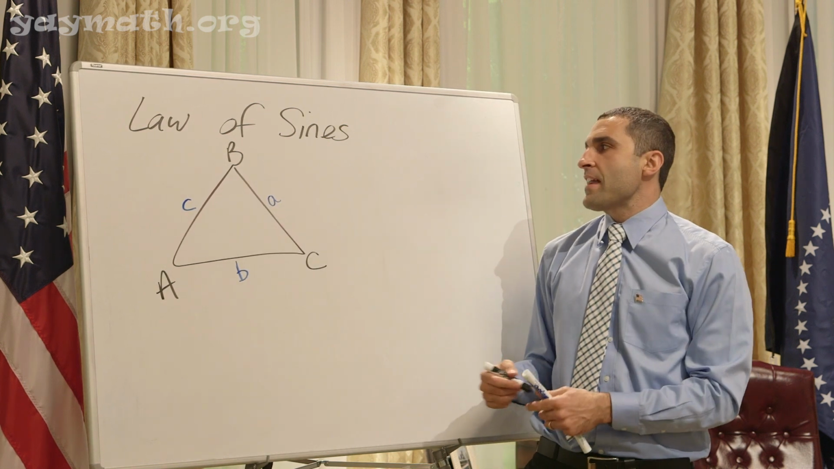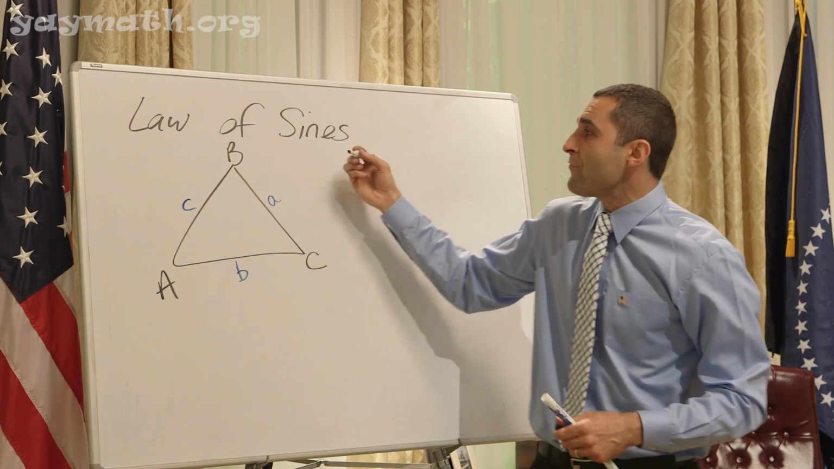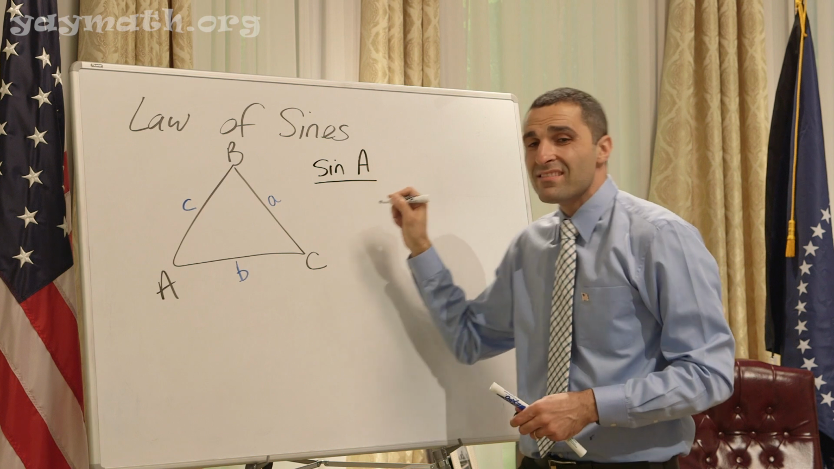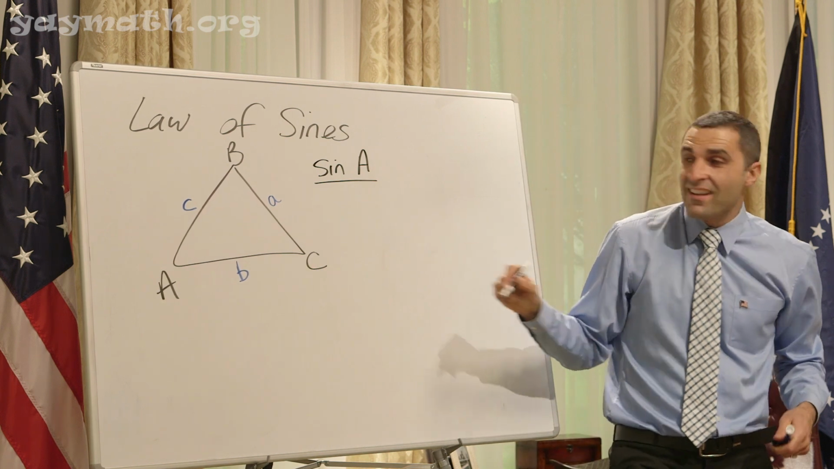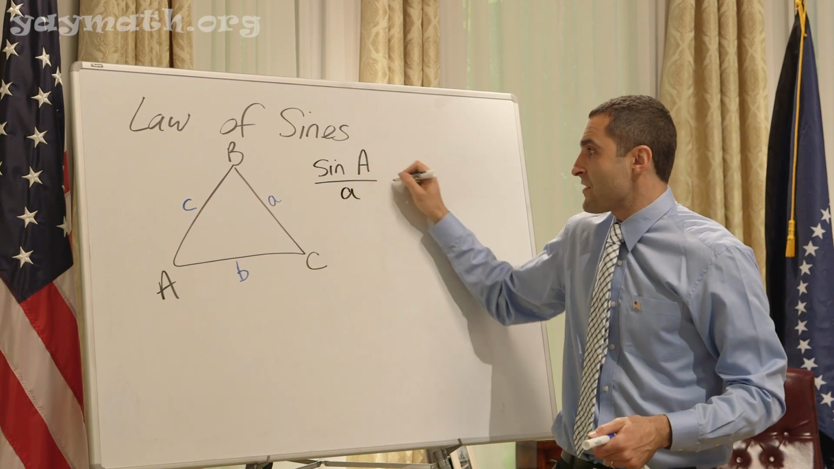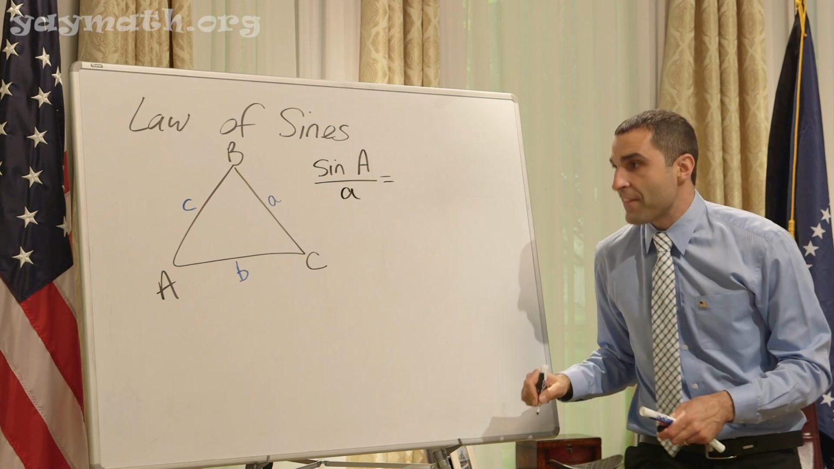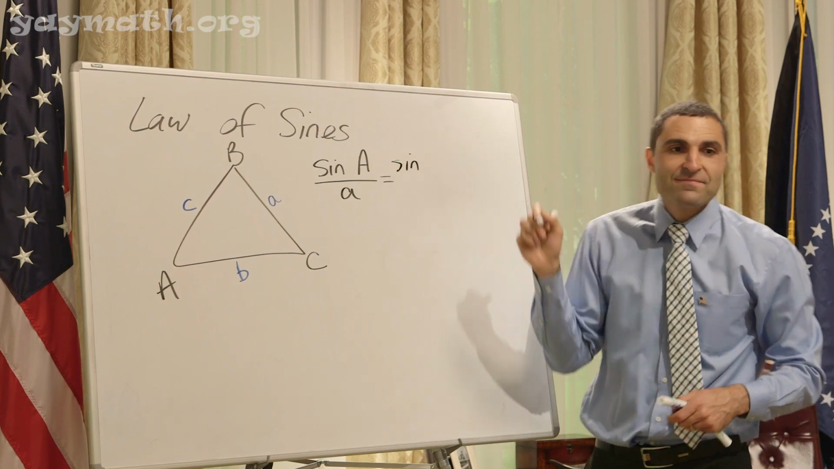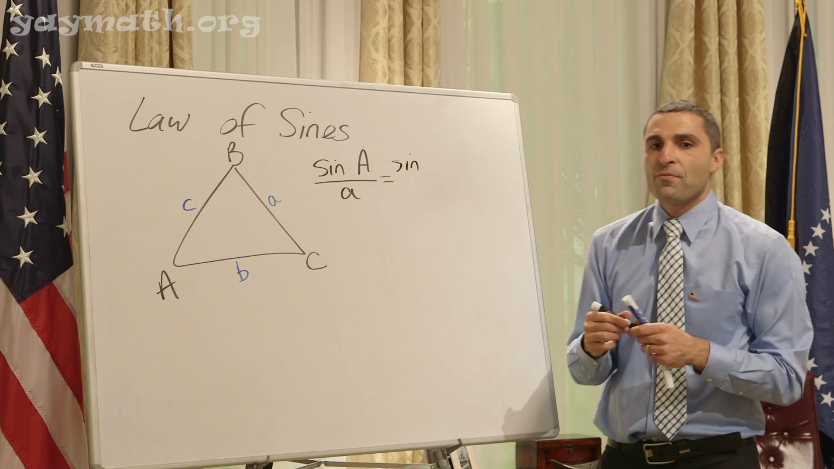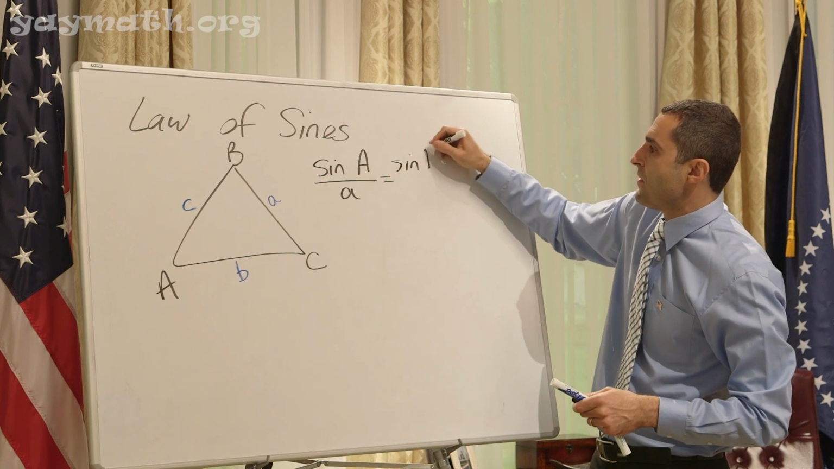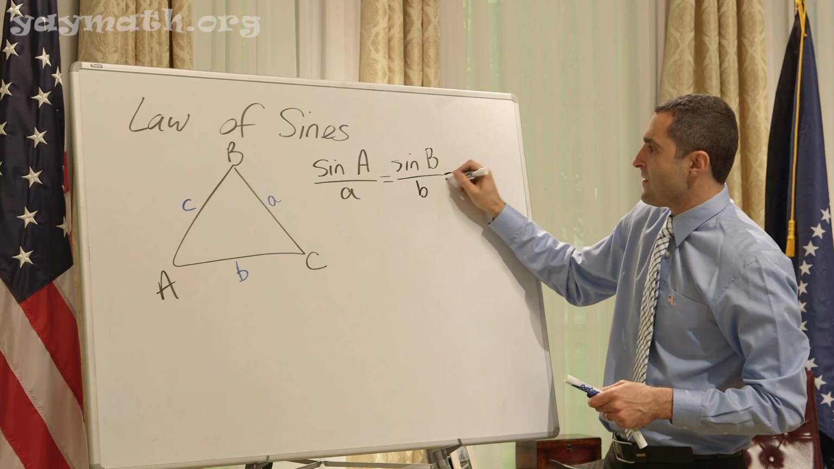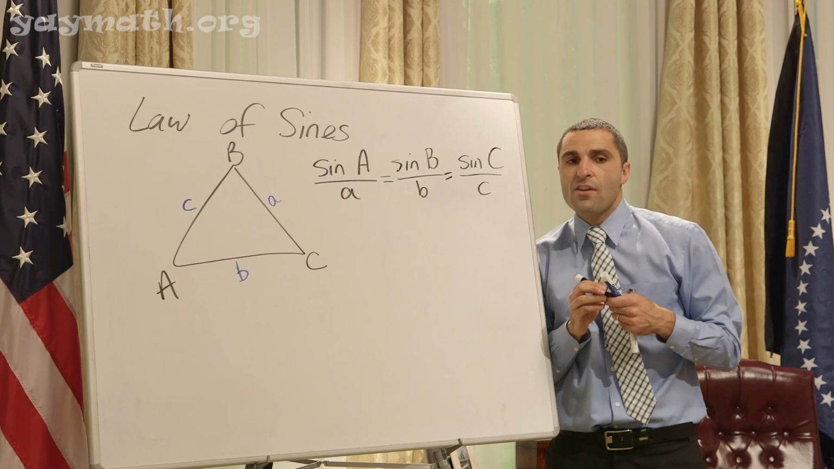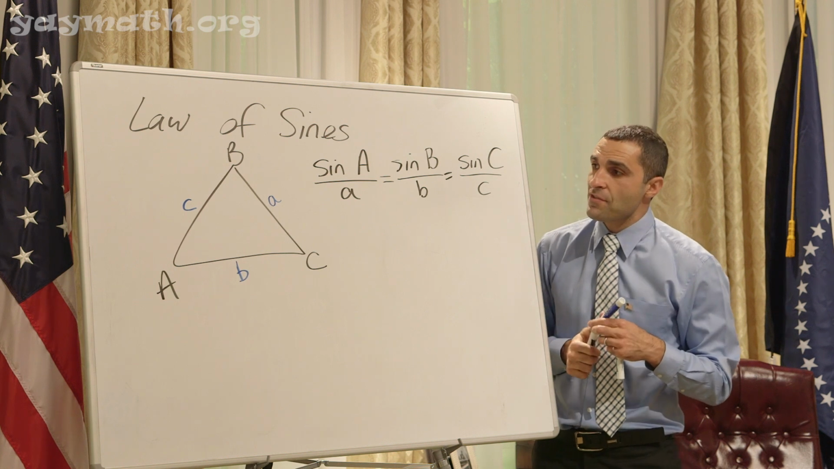Now this is the law of sines. Does anyone recall it? I'll start you off. It's the sine of A over something. Sine of A over little a. Remember, you always take sine of angles. Equals the sine of B over little b, and then sine of C over little c. That's right. This simple rule helps you solve any triangle, not just right triangles.